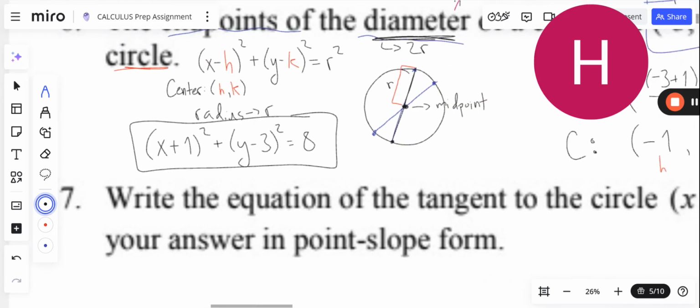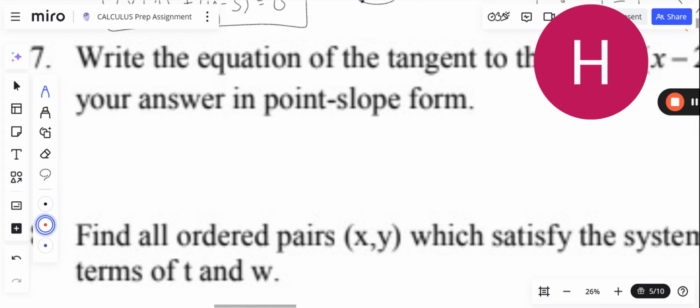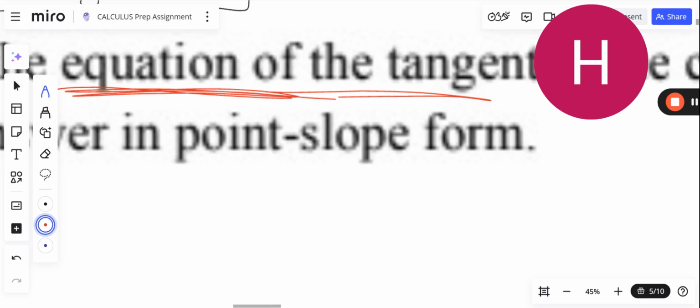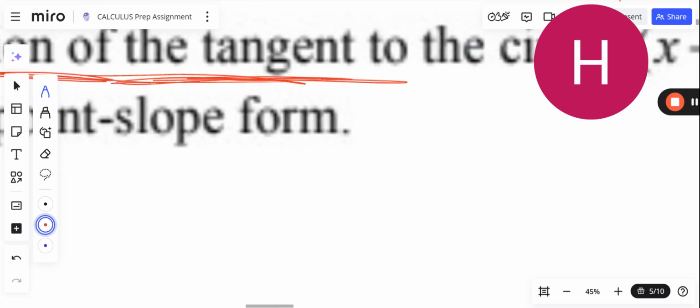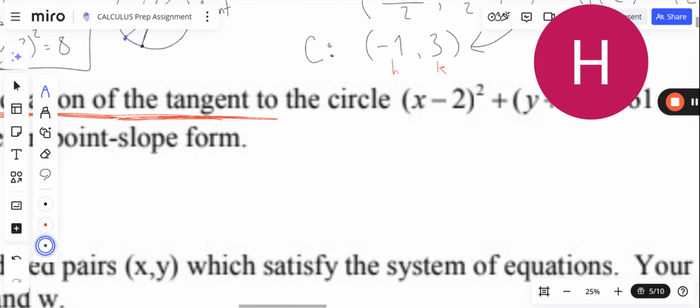Okay, so some new stuff about circles coming up next. Write the equation. So they're already telling us what to do. Red alert here. Write the equation of the tangent, which is a line. We'll talk about that in a moment. Tangent to the circle. Ooh, that's also an entire concept in itself. A tangent to the circle.